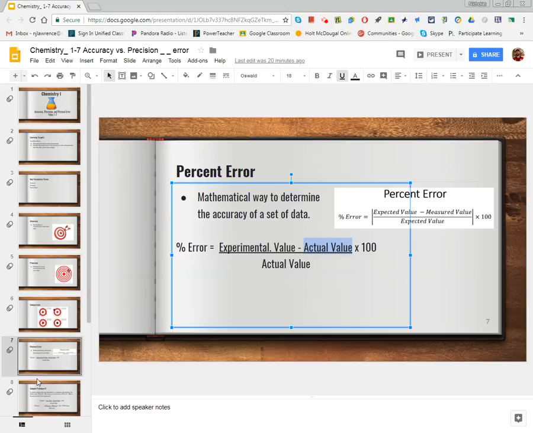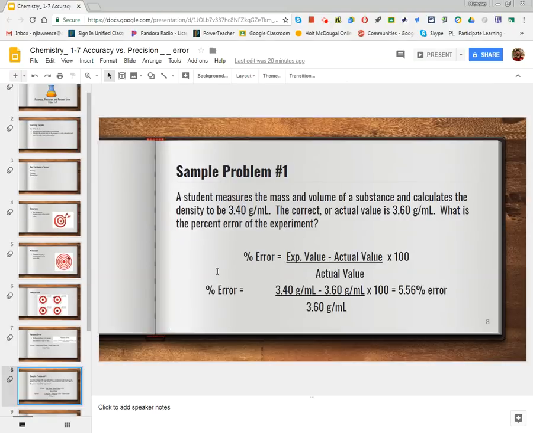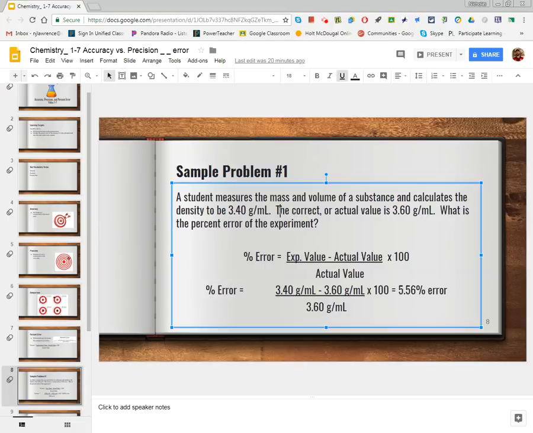So let's take a look at a problem. A student measures the mass and the volume of a substance and calculates the density to be 3.40 grams per milliliter. The correct, again, the accurate, so we're looking for the word correct or actual. That tells me we're talking about accuracy here. The correct or actual value is 3.60 grams per milliliter. What is the percent error of the experiment? Or in other words, how far off was the student from getting the correct value?